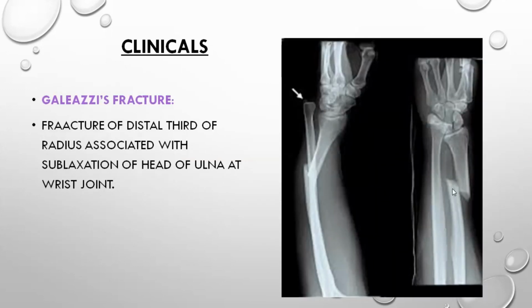The second is Galeazzi's fracture. In this fracture there is a fracture of the distal third of the radius associated with subluxation, which means partial dislocation, of the head of the ulna at the wrist joint. Look at this picture. This type of fracture usually occurs at the wrist joint, in which there is a fracture of the radius but dislocation of the head of the ulna.